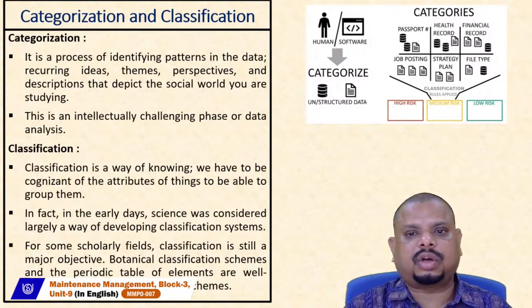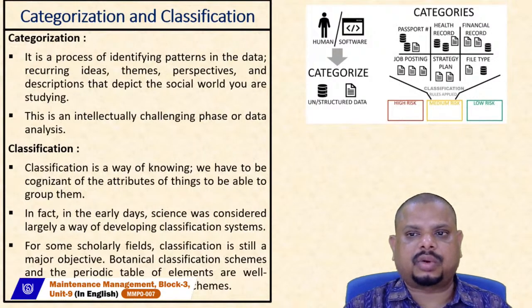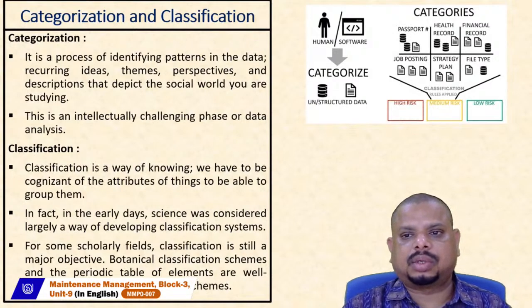So let's take an example of this particular figure which is given on the right side. That means human or software. If you go for the categorized view, unstructured data are there, because human and software are not interrelated. Similarly, from the classified point of view, in the case of humans, we require passports, health records, financial records, job postings, strategy plans and file types. In those cases, the classification rules apply. That means high risk, medium risk and low risk are there.